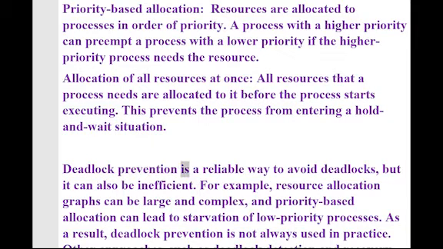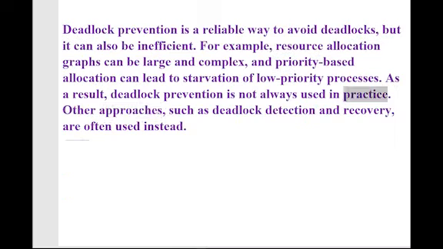Deadlock prevention is a reliable way to avoid deadlocks, but it can also be inefficient. For example, resource allocation graphs can be large and complex, and priority-based allocation can lead to starvation of low-priority processes. As a result, deadlock prevention is not always used in practice. Other approaches, such as deadlock detection and recovery, are often used instead.